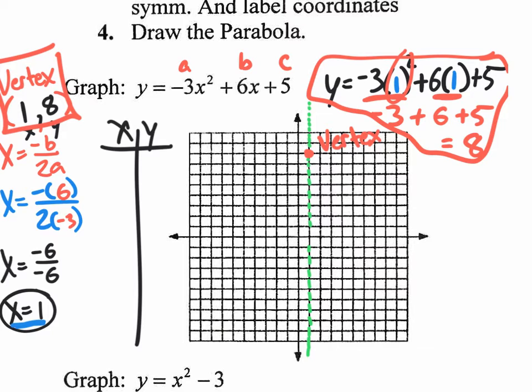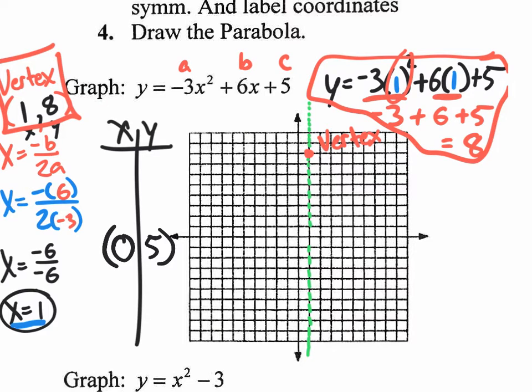The absolute easiest: 0. Whenever you plug in 0 into a quadratic trinomial equation, your output is going to be the C value, 5. I mean, think about it. 0 squared is 0, negative 3 times 0 is 0, 6 times 0 is 0, 0 plus 0 is 0, 0 plus 5 is 5. So I'm going to go with that easiest number, 0, and I'm going to get out a 5.